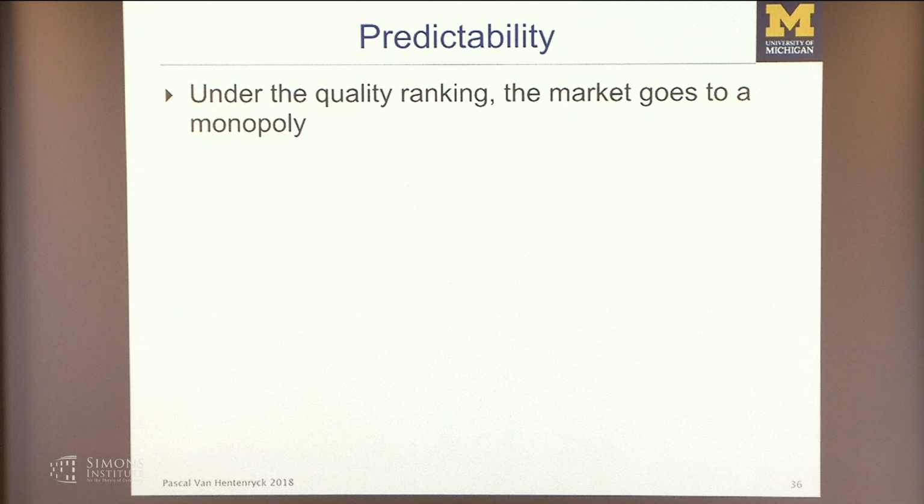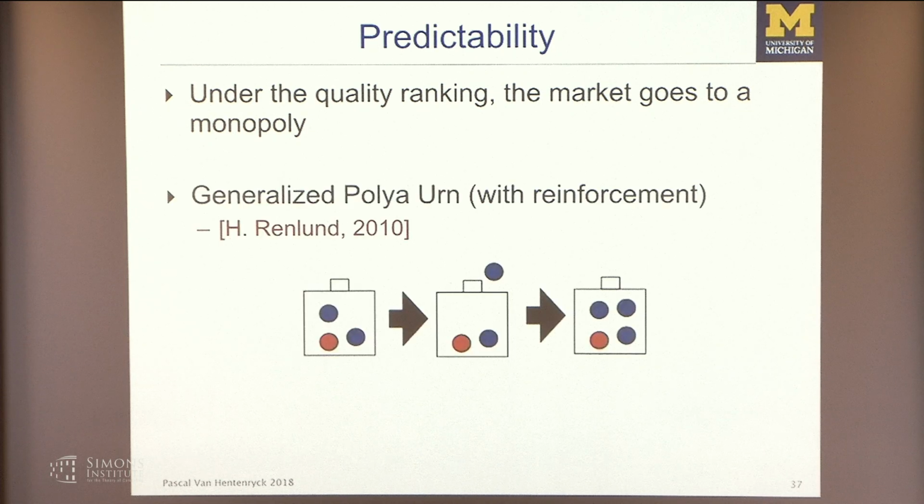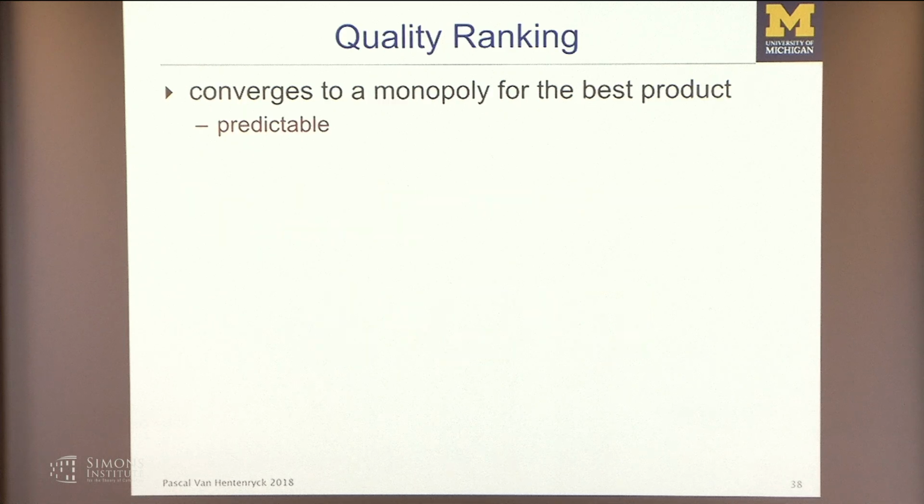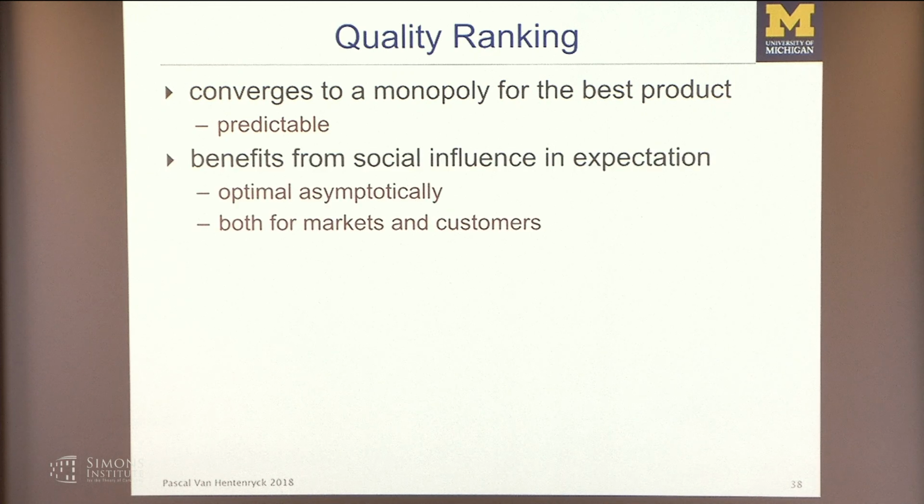And the next thing that you can prove is that the market is actually going to a monopoly for the best product asymptotically. And I'll tell you a little bit how we prove this, but the intuition here is that you can model that like a generalized Polya urn with reinforcement. So you extract a product, and then you put this product in a number of times inside the bins as well. And I'll show you a little bit more detail later on. So in a sense, when you use the quality ranking, we converge to a monopoly at the limit for the best product. So it's entirely predictable. And social influence is always good in expectation, and it is optimal asymptotically.